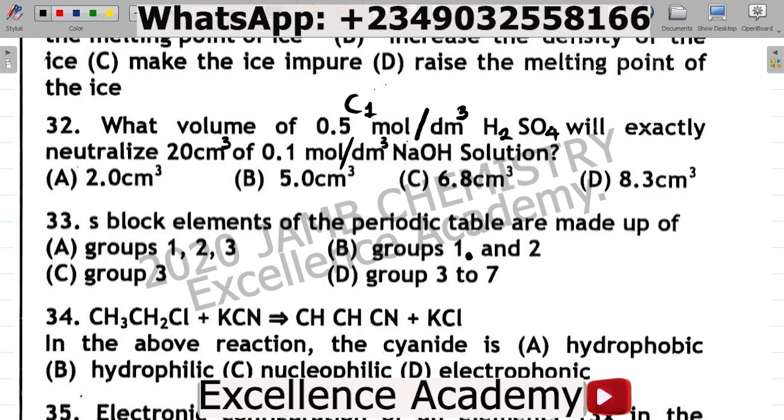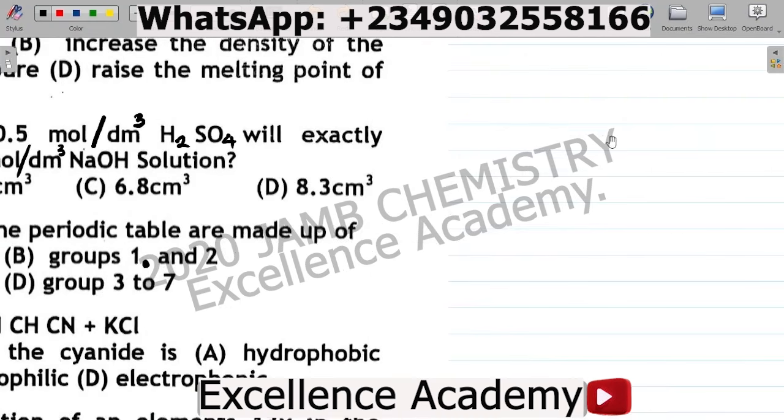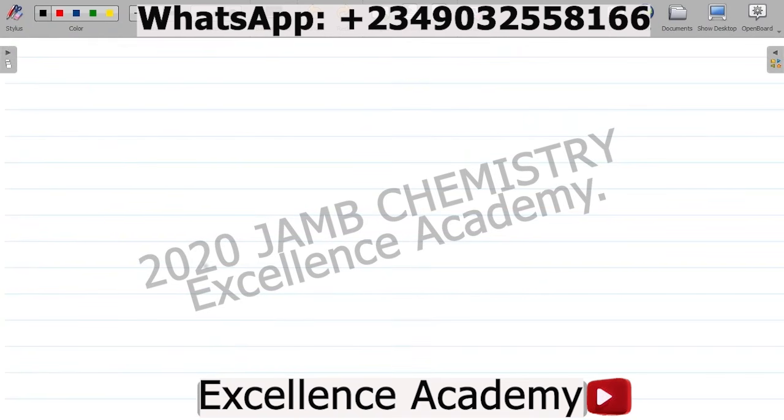But before we do that, the first thing we want to do here is write a balanced equation of this reaction. For this reaction, what we have here is a neutralization reaction. That means an acid will react with a base to form salt and water. So for this, what's the acid there? The acid there is H2SO4. So write this down for 32.